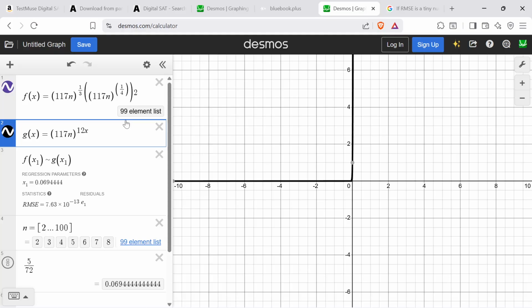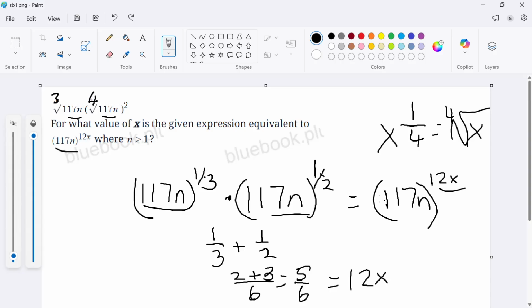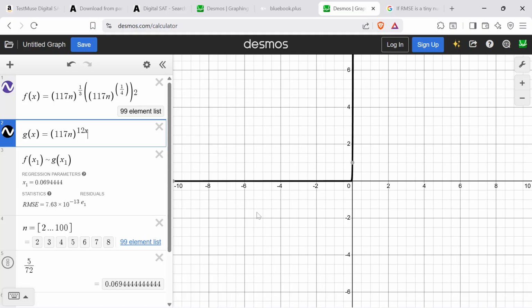But anyway, that's how to do it with regression, and then also to do it by hand, which again, I would do by hand because this is just a very simple exponents question. The thing inside or raised to powers is all the same, 117n. So it's just an exponents question, but always good to practice with regressions.